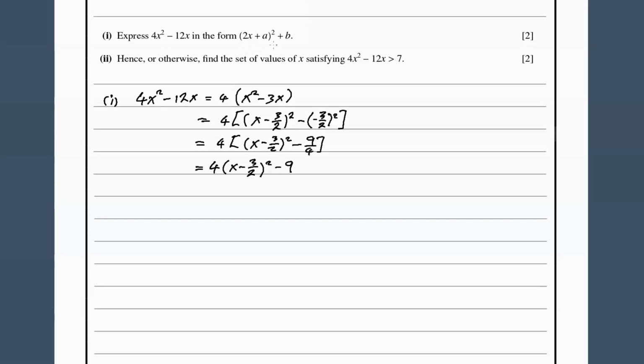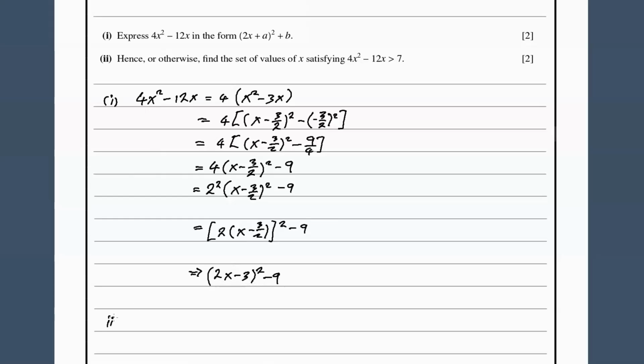Okay, so this is what we are getting. Now here they're saying it has to be in this form. We need to have a 2x inside the bracket. So we know that 4 is 2 squared. Okay, and it's x minus 3 over 2 squared minus 9. So we can take the 2 into the bracket, so it's like 2 of x minus 3 over 2 squared. Okay, the squared has to be outside, minus 9, and multiplying 2 inside, we will eventually be having 2x minus 2 times minus 3 over 2, that's minus 3, close bracket, squared, minus 9. And we now have the answer to part 1 right here.